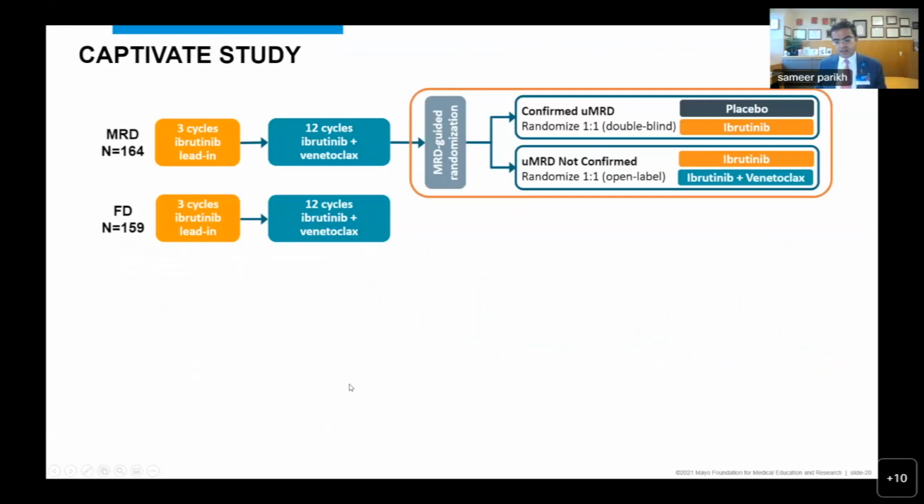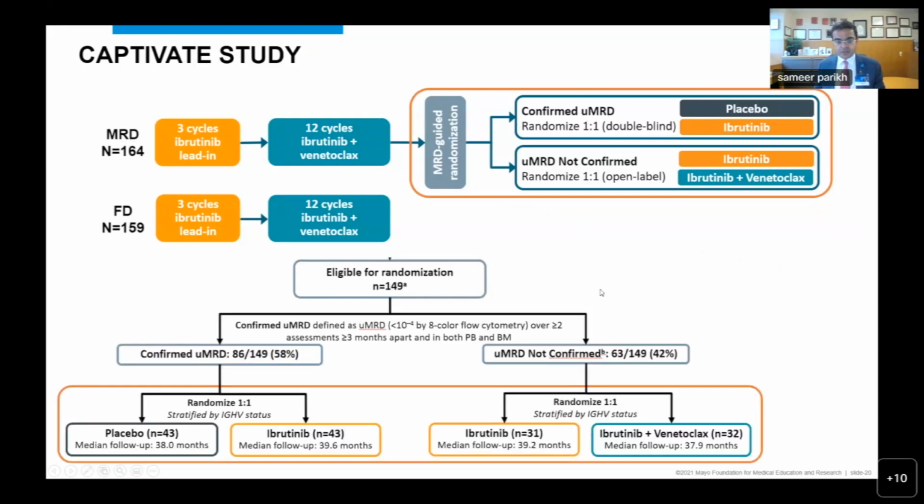This exact study schema was then used in the so-called CAPTIVATE study, where 2 different cohorts of untreated CLL patients were studied. The first was the MRD cohort, where at the end of therapy, patients were either confirmed to have undetectable MRD or not. If they did, they were randomized to either placebo or continued ibrutinib for a year. If there was no confirmed MRD, they were continued on ibrutinib or the combination of ibrutinib and venetoclax.